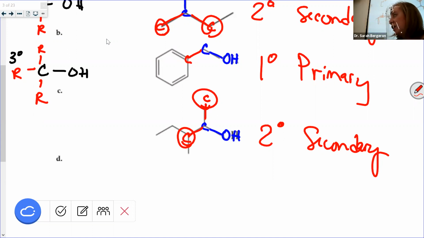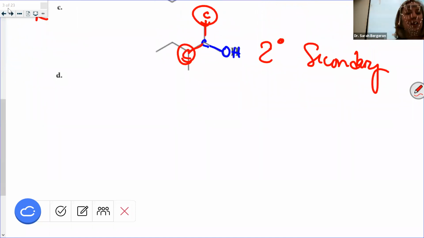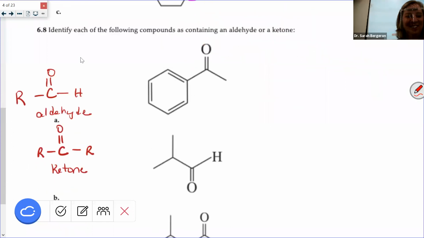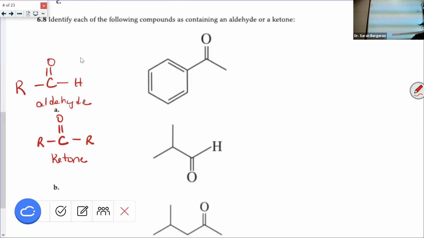Questions on that? Pretty easy, right? Finally, something easy. All right, here we go. Oh, look, some more functional groups. I wasn't lying. We need to know those functional groups. We need to know them.